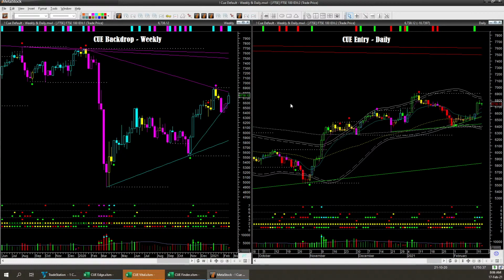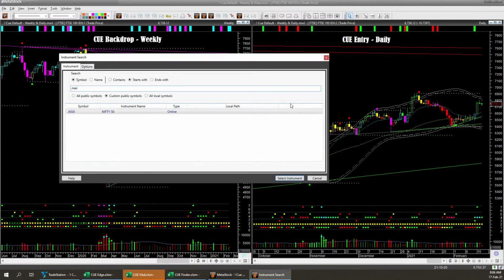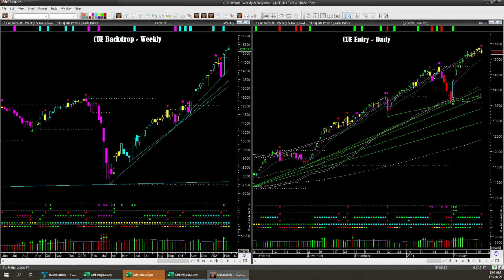Lastly, we study the Nifty 50 of India. The weekly has a bearish shape candle now. The week is not over yet. The backdrop color is still bullish. Daily came to the upper boundary and displayed a bull release signal. Sorry, not bull release, displayed a bear release signal, red color.